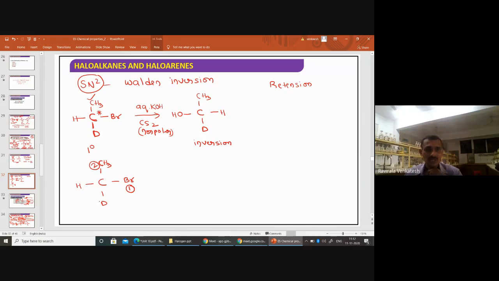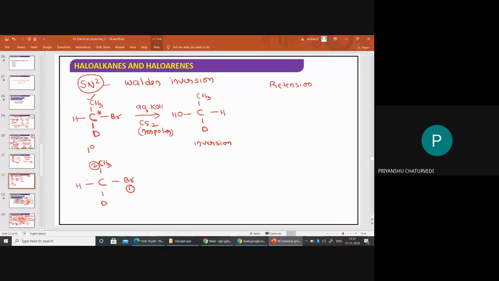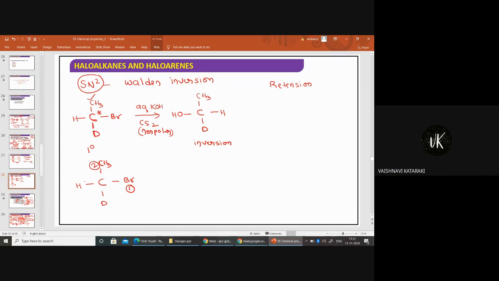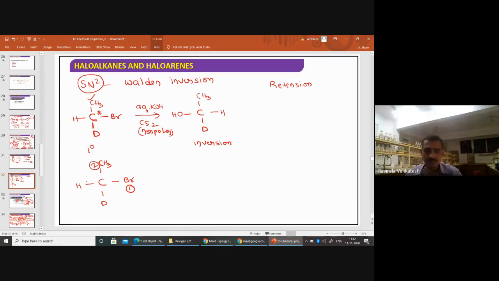Next, between hydrogen and deuterium, which do we give priority? Because both have the same atomic number here. The atomic number of hydrogen is 1. The atomic number of deuterium is also 1. Now, when both have atomic number equal to 1, you have to see the mass number.